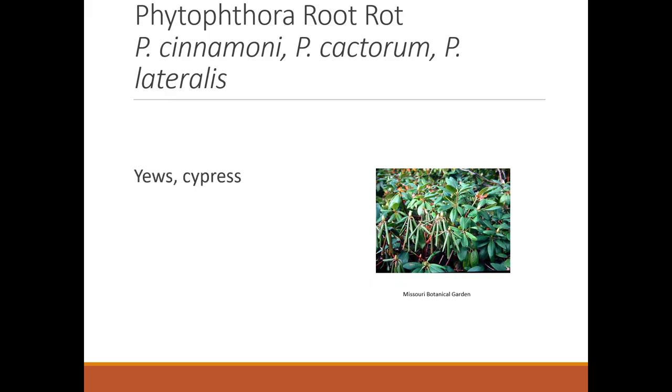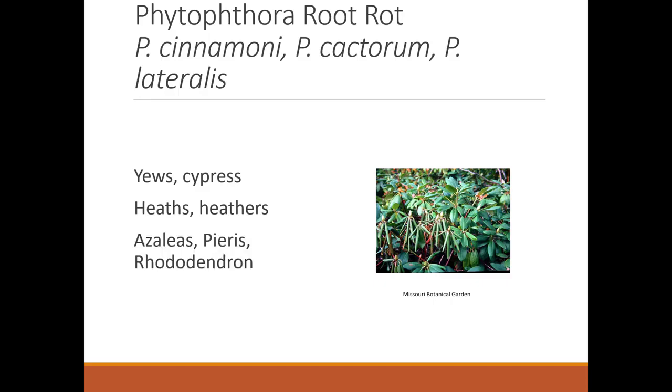So Phytophthora root rot, and this Phytophthora lateralis is what I was talking about earlier for the Port Orford cedar. So this can get used, cypress, heaths and heathers, azaleas, pieris, rhododendron, and mugo pine. So it's a broad spectrum set of diseases.